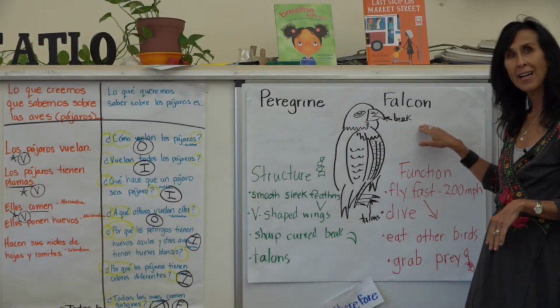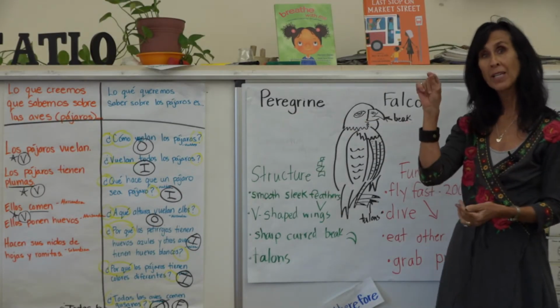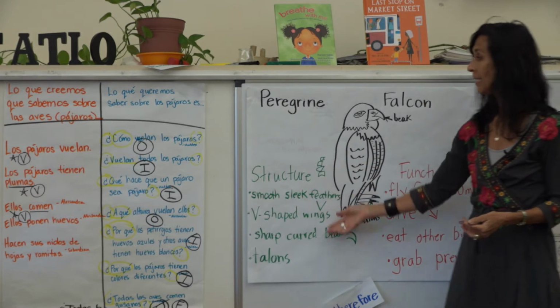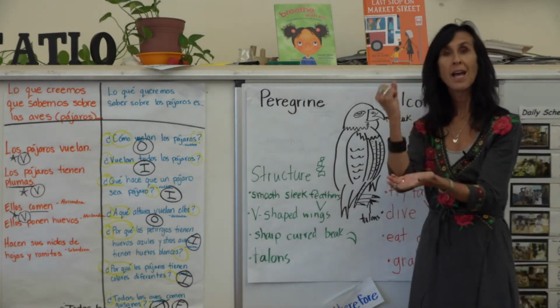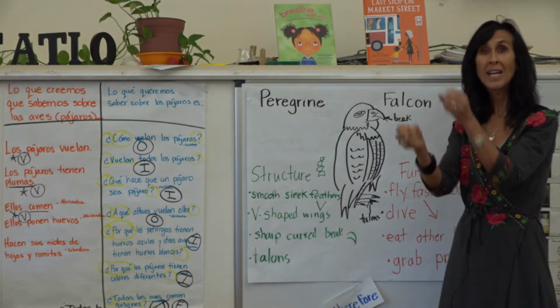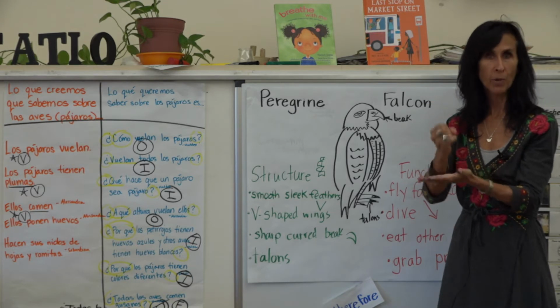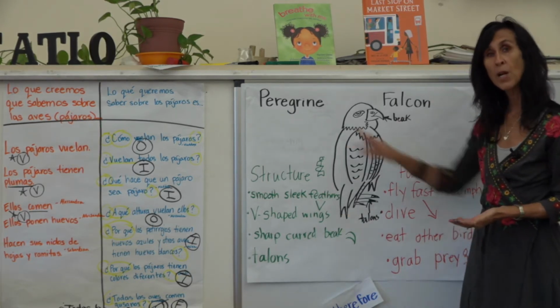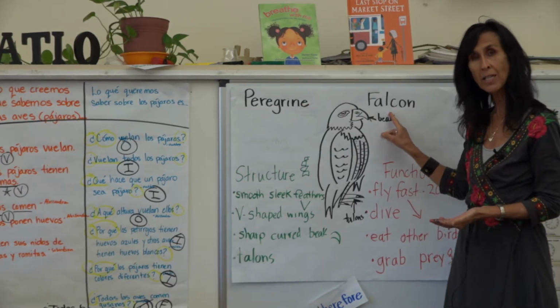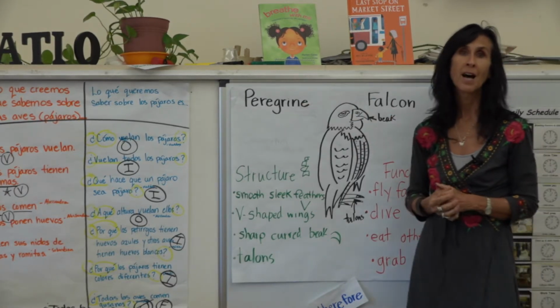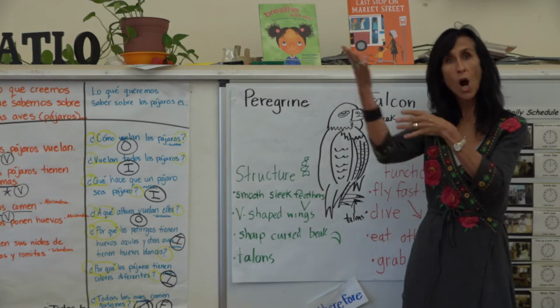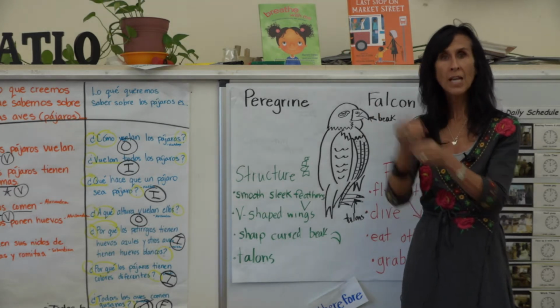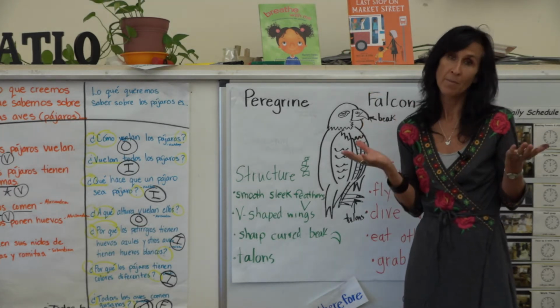We learned facts about the peregrine falcon by listing the structures and the functions, what it has and the jobs of what it has or how it's built. Today we're going to use these facts that we know about the peregrine falcon to help us practice a type of language that's cause and effect. Say cause, why something happens.